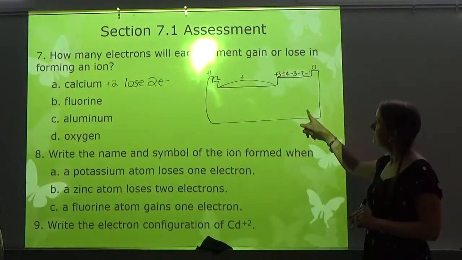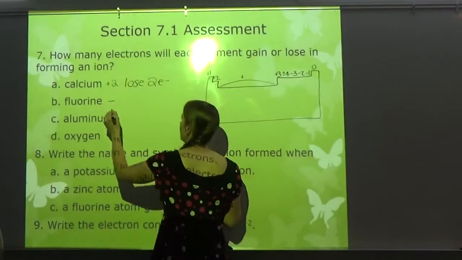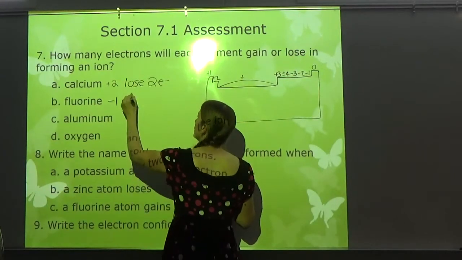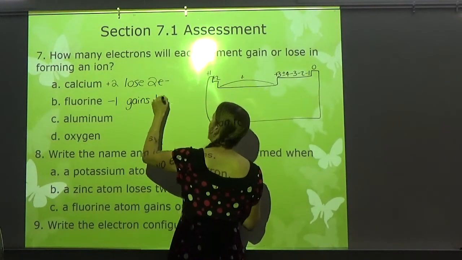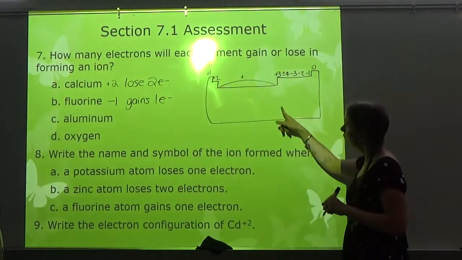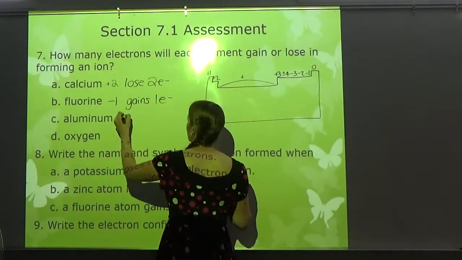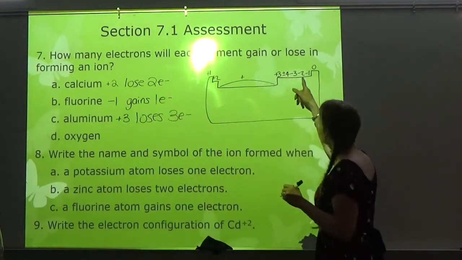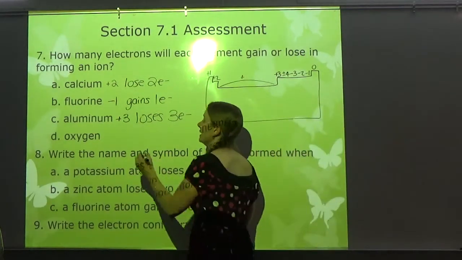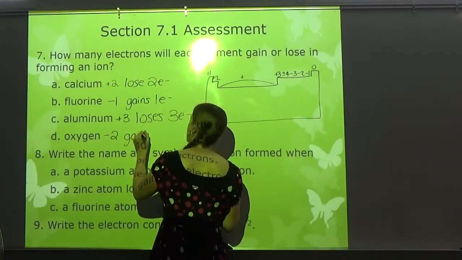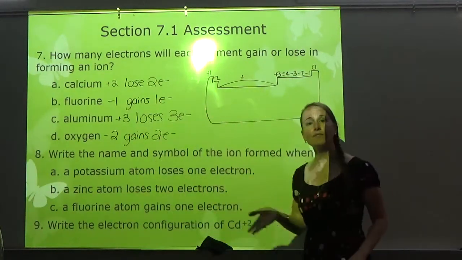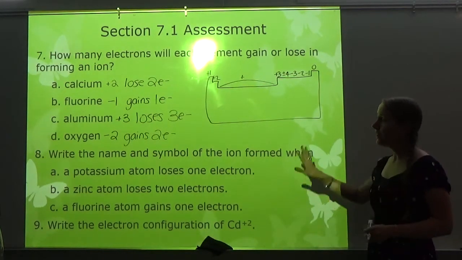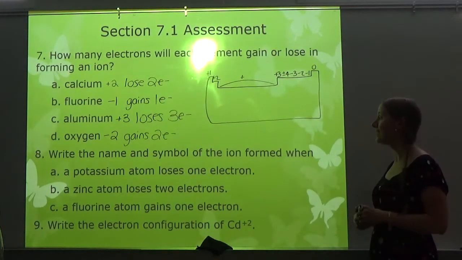Fluorine is in group 17, so it forms a negative 1 charge. I'm going to put the 1 here just so you don't think it's a dash. It has a negative 1 charge, so that means it gains 1 electron. Aluminum is in group 13, so it has a positive 3 charge. That means it loses 3 electrons. And then oxygen is in group 16. That means it has a negative 2 charge, so it gains 2 electrons. So the charge, if you can figure out what that is, tells you how many electrons it loses or gains.